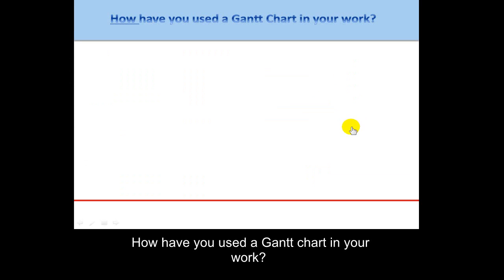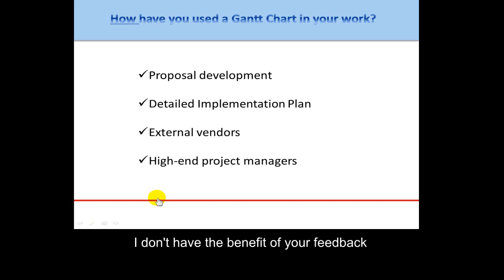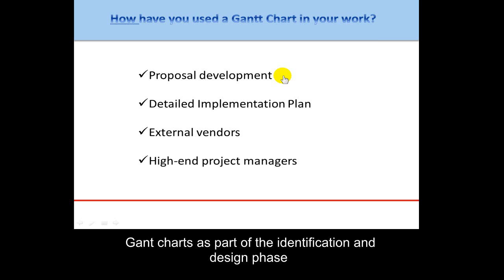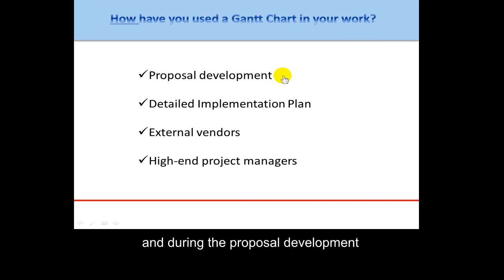How have you used a Gantt chart in your work? I don't have the benefit of your feedback as I'm recording this module, but I'm going to assume that some of you are using Gantt charts as part of the identification and design phase during proposal development, because sometimes they're required to fulfill the format that comes from the donors.